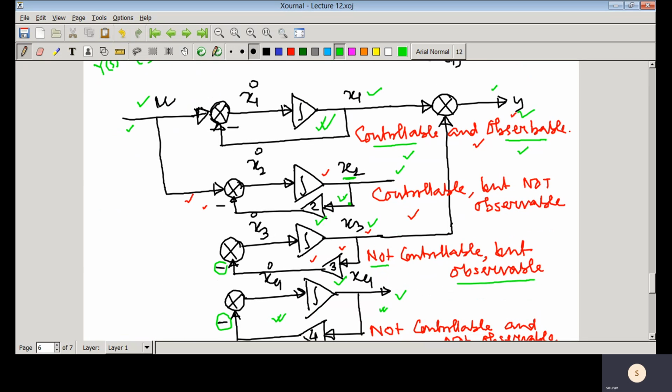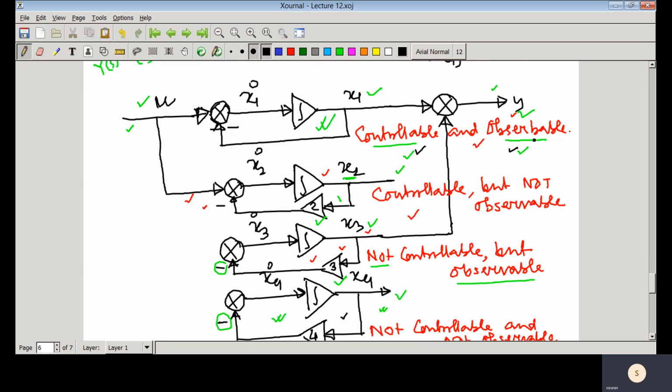So this -2 mode is controllable but not observable. This -3 mode is not controllable but observable, and the -4 mode is not controllable as well as not observable. So that's why these 3 modes are not appearing in the transfer function. So in the transfer function only that mode appears which is controllable and observable. So I suggest you all to solve some problems, and then I think it would be clear.